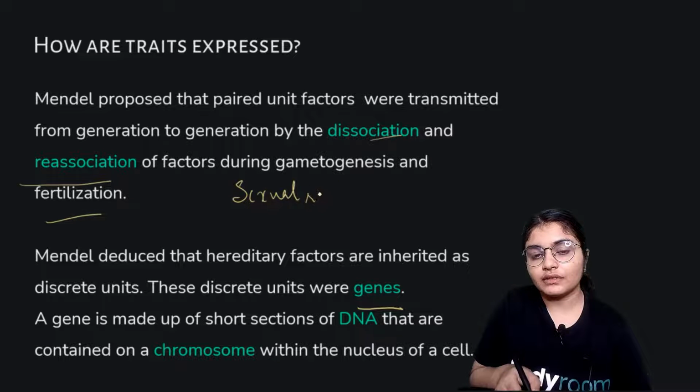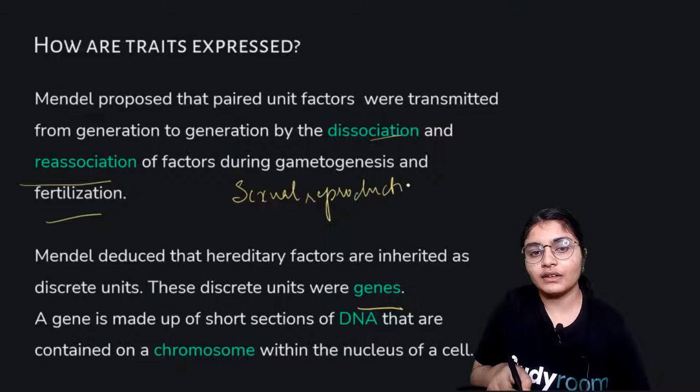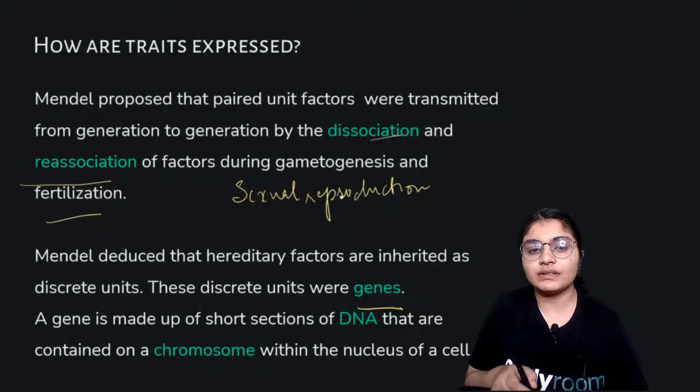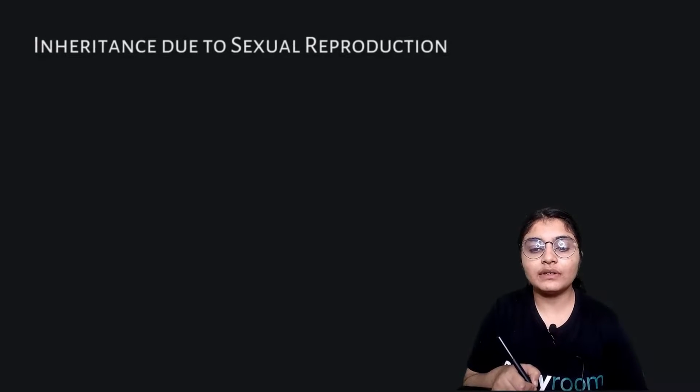Okay? So this whole variation and the transmittance of the inherited traits from one generation to another is basically happening due to sexual reproduction. Now we'll be studying how this is happening.